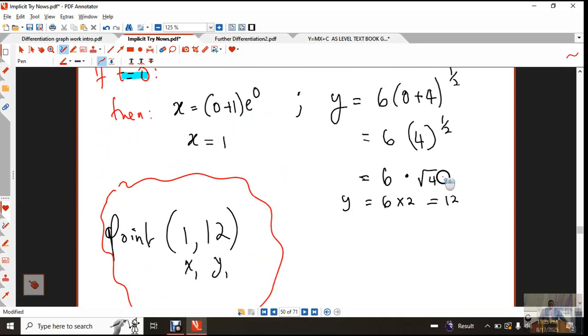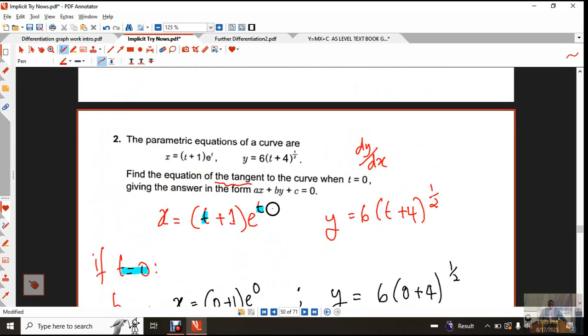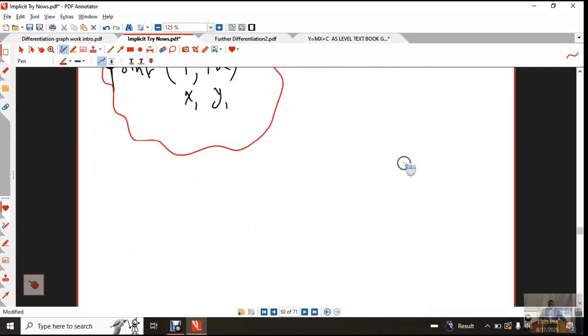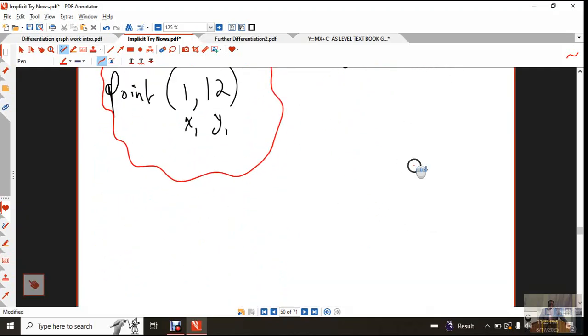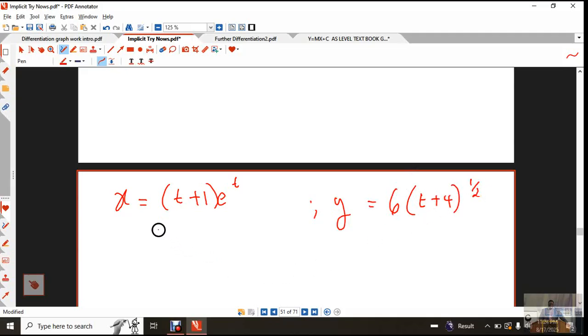Right, so I know now what my point is, but we will be writing our equation. So we need to find our gradient when t is equal to 0. So let's find the gradient. If I write it here, we've got x equals (t plus 1) e raised to the t, because we're going to use the chain rule. We have y equals 6 times (t plus 4) raised to the power of a half. What are we looking for?